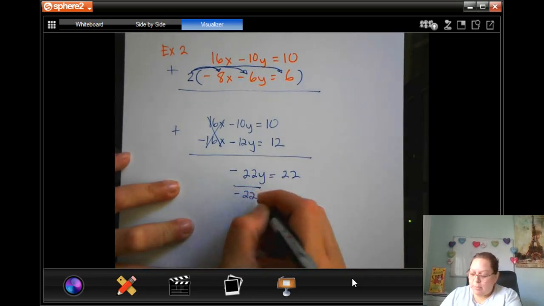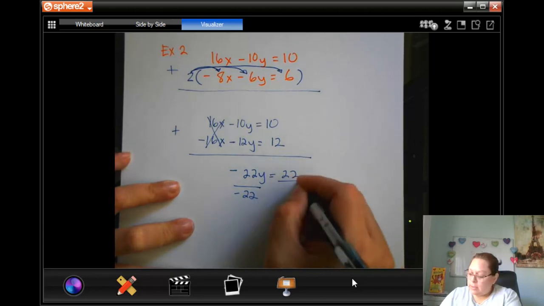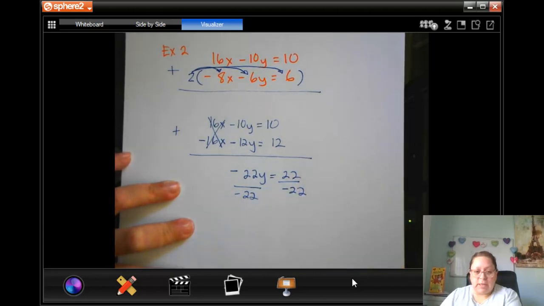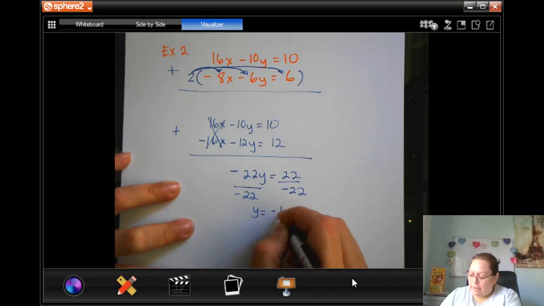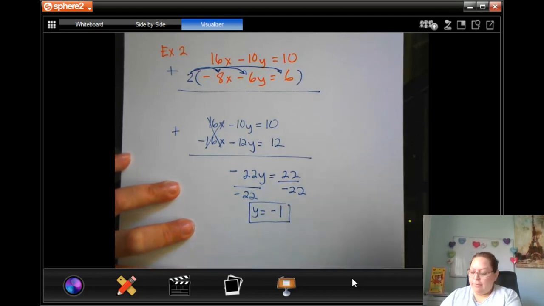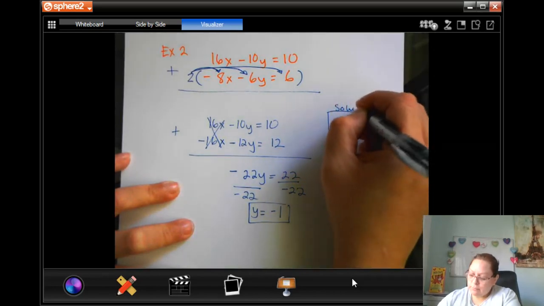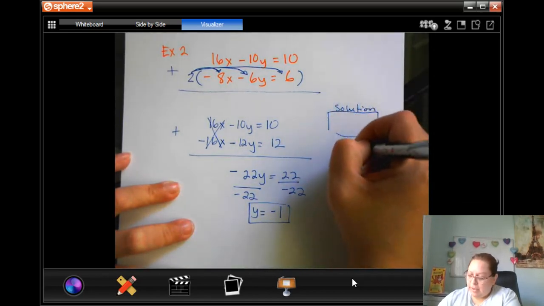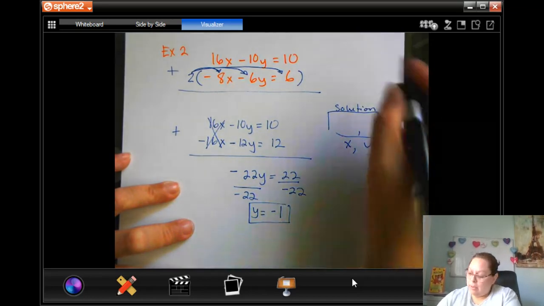-22. You want to get rid of that -22, do the inverse. So we divide by -22 to both sides. Y will then equal negative 1. Now remember, you have your solution. You need both the x and the y. You've only found the y, negative 1.